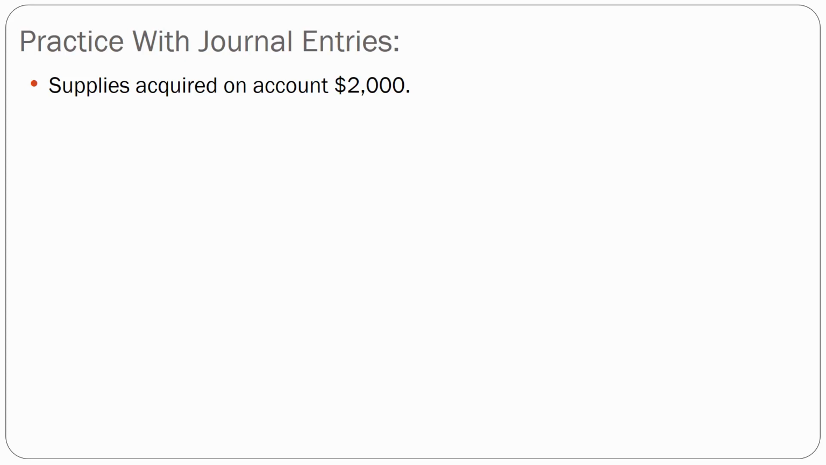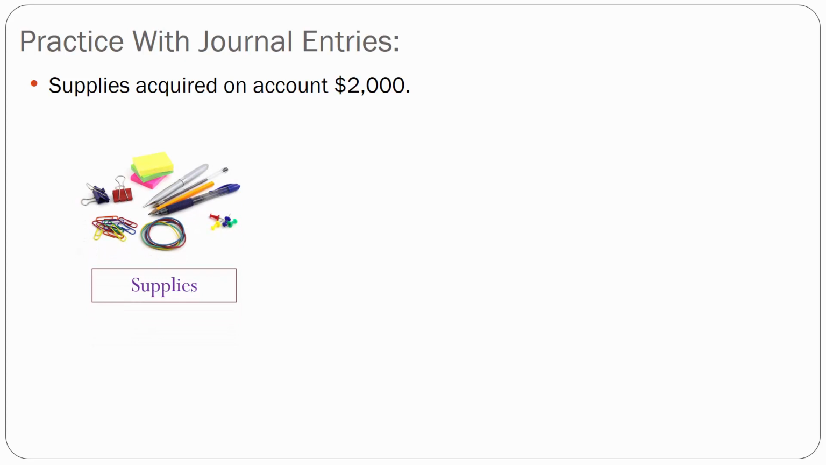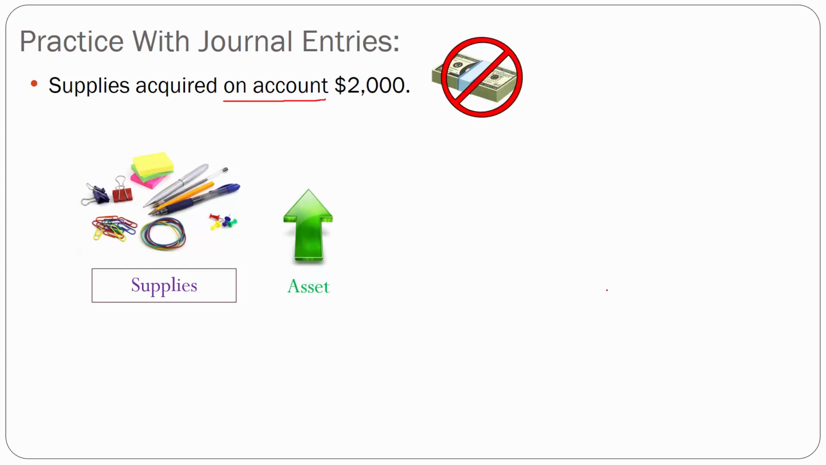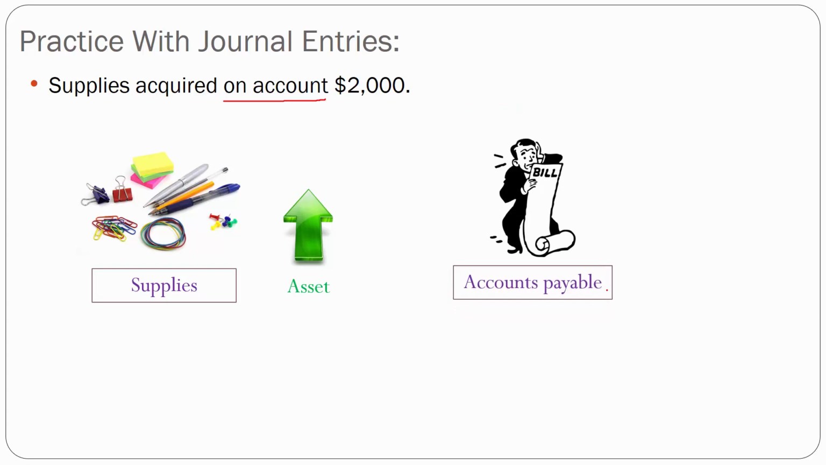Next, supplies acquired on account $2,000. So our first account is supplies, which is an asset. They're a resource to us. They're something we're going to use in our business. And then it says on account. Whenever you see this on account, that tells you that cash was not used. Instead, we owe that money because we're the purchaser, so it's accounts payable.